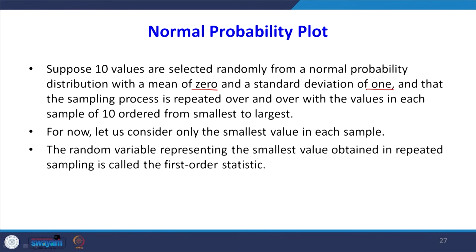sampling process is repeated over and over, with the values in each sample of 10 ordered from smallest to largest. For now, let us consider only the smallest value in each sample. The random variable representing the smallest value obtained in repeated sampling is called the first order statistic. The second smallest is the second order statistic, and so on.